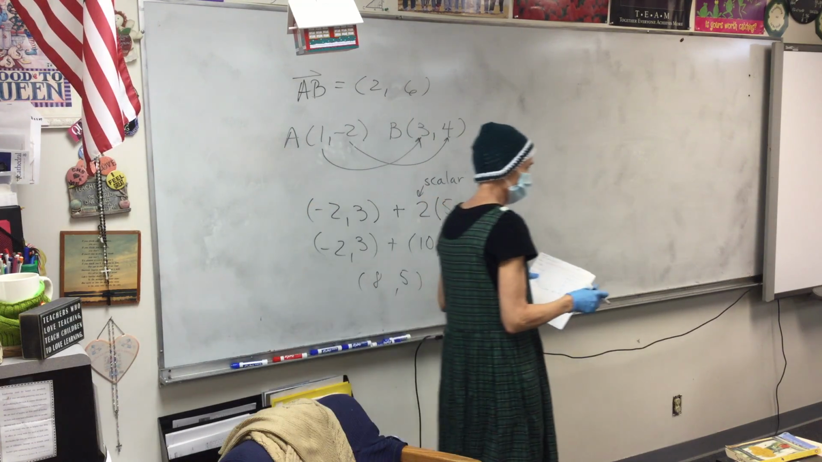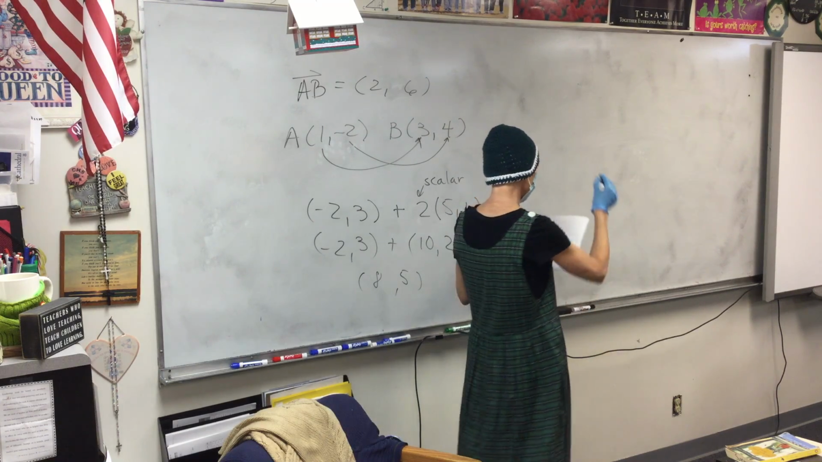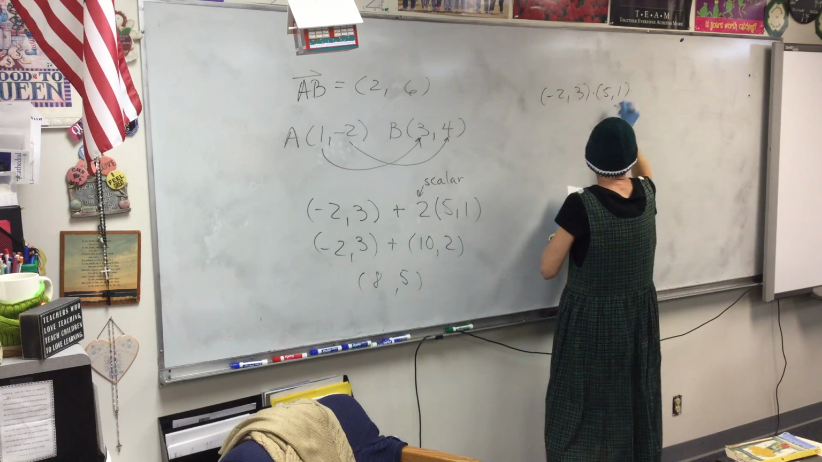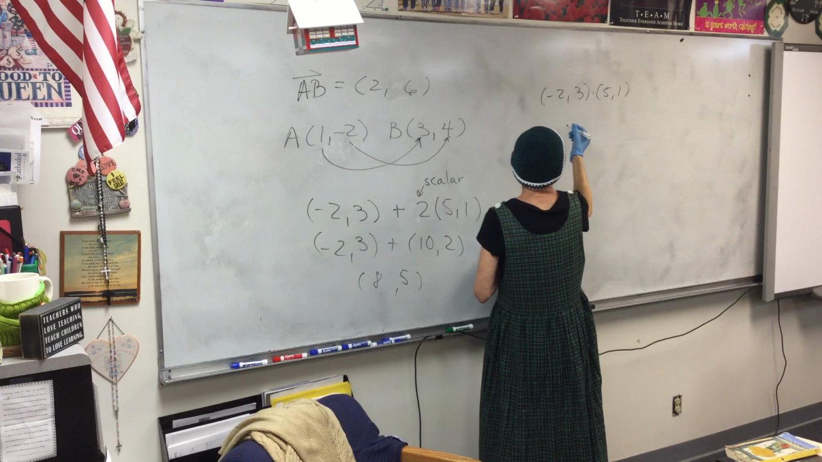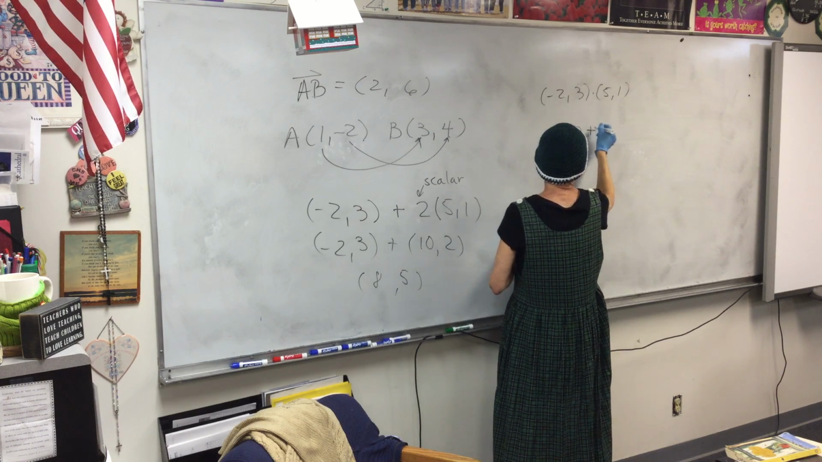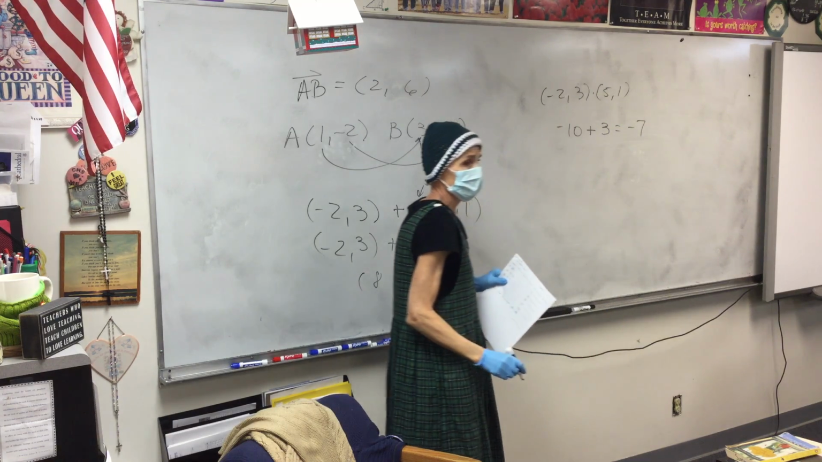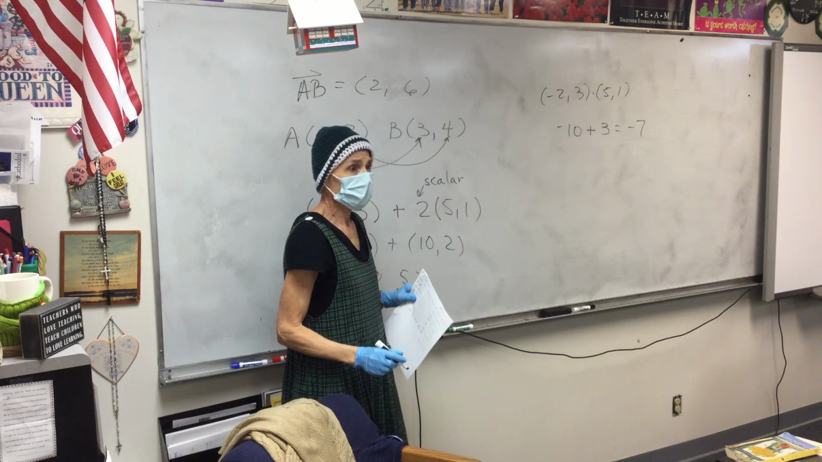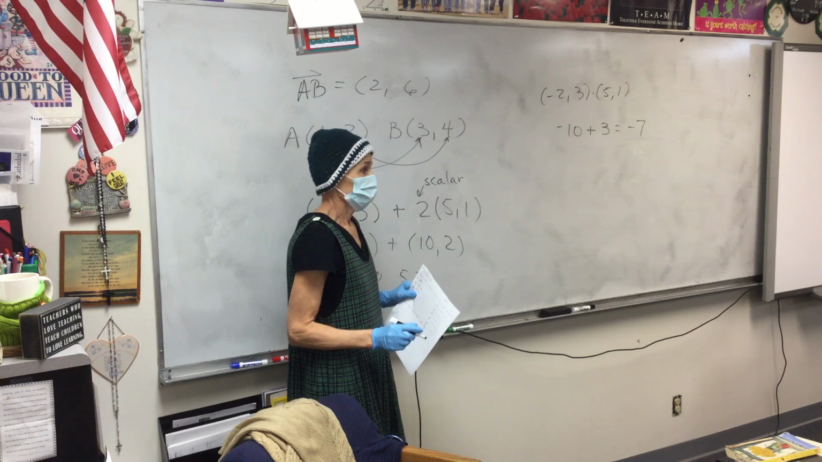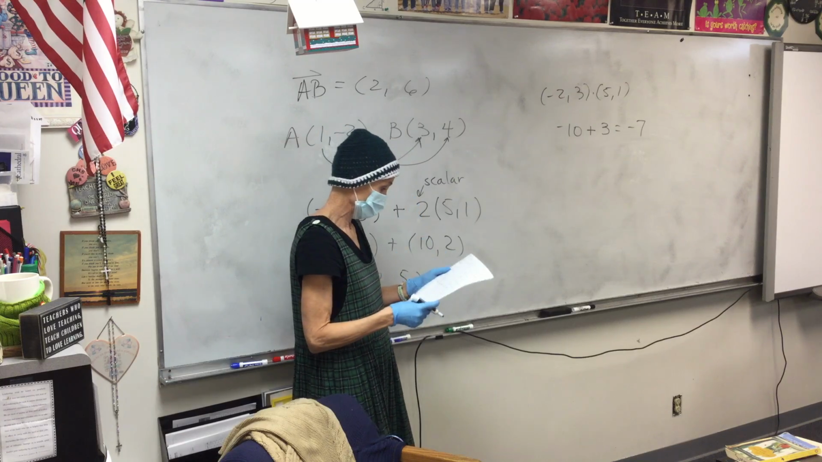All right, what's number 3 mean? The dot product, v dot u. So we're going to dot -2, 3 and 5, 1. What would the dot product here be? -10 plus 3. So the answer is -7. Remember, the dot product is a number. One number. The dot product is always a number.